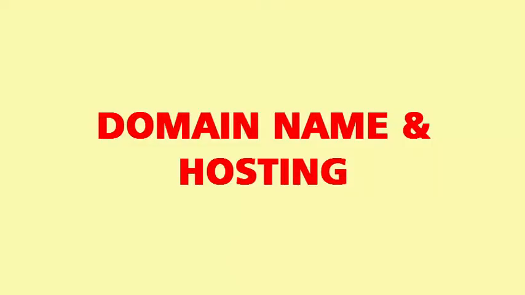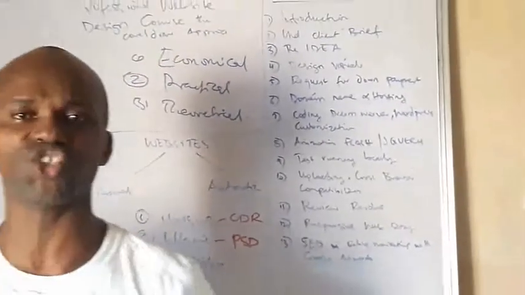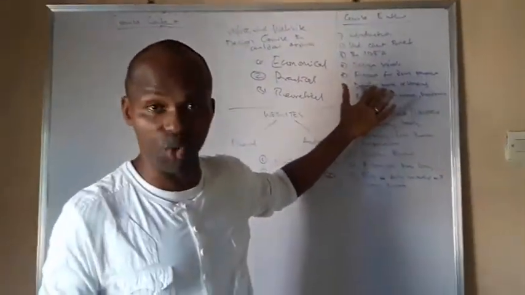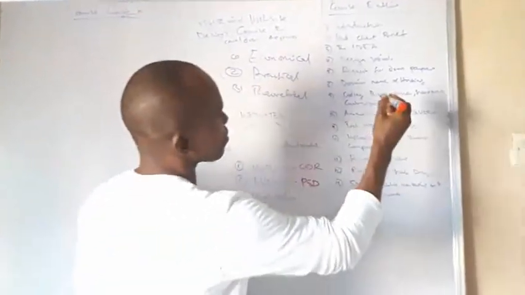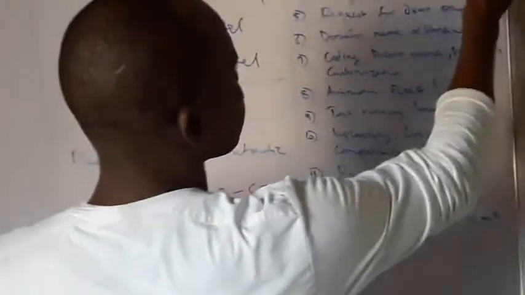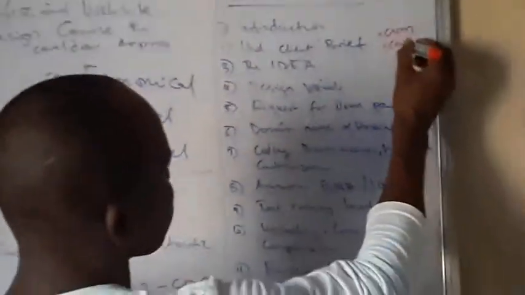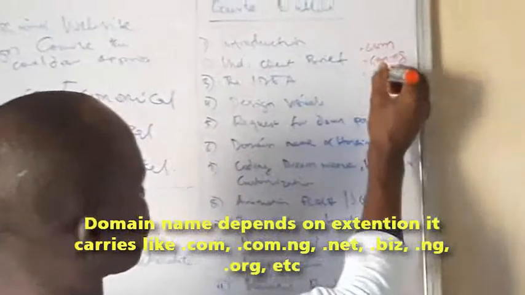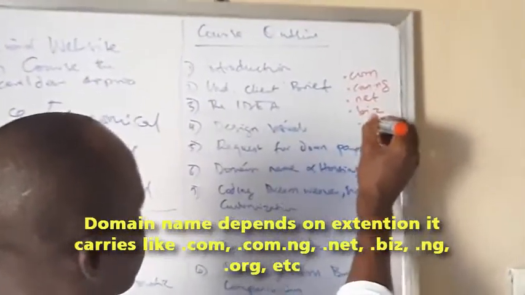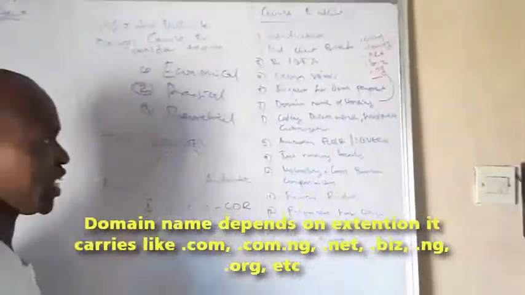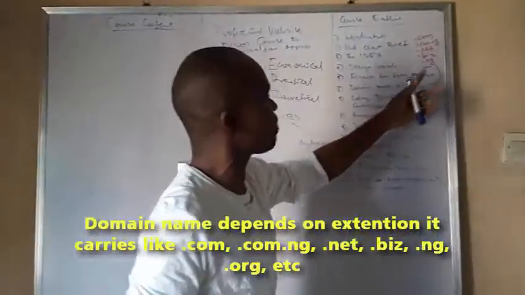Domain name and hosting. Right here in Nigeria, of course, your domain depends on the extension of what you are doing, the extension of the domain that you want. Your domain name could be something like .com, .com.ng, .net, .biz.ng. That .ng, they are all domain name extensions.